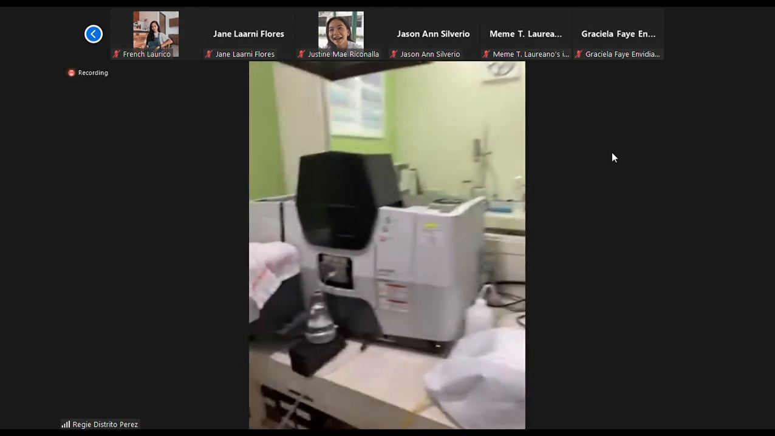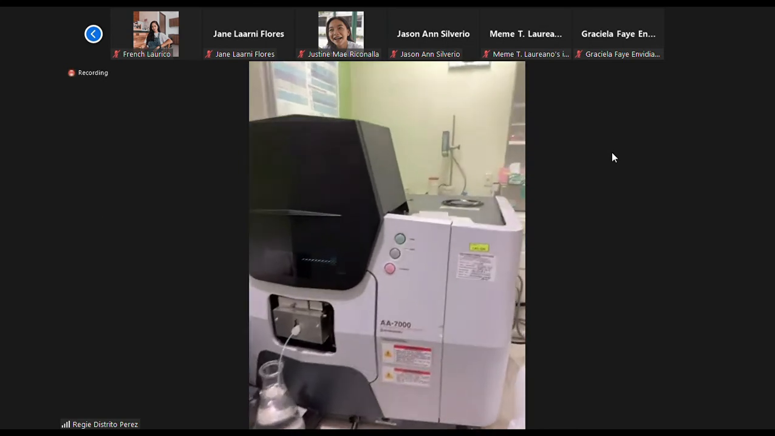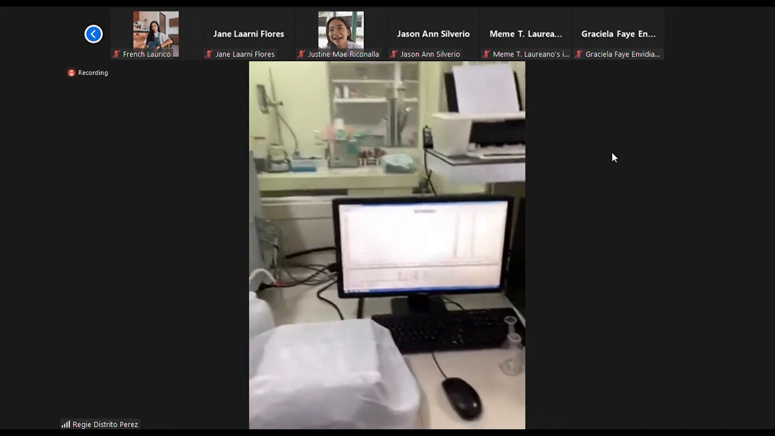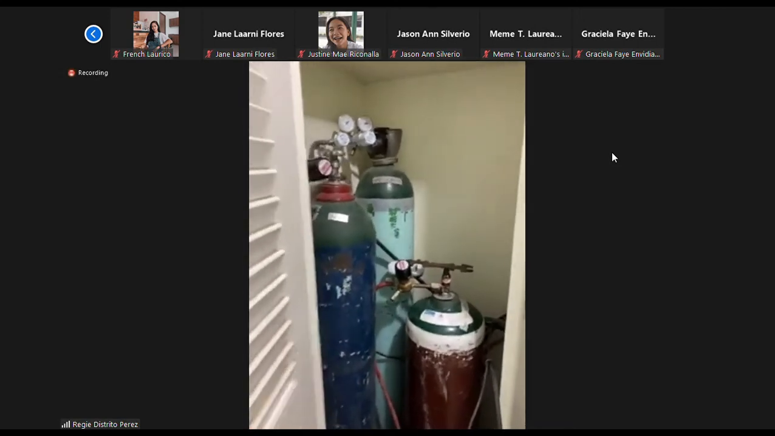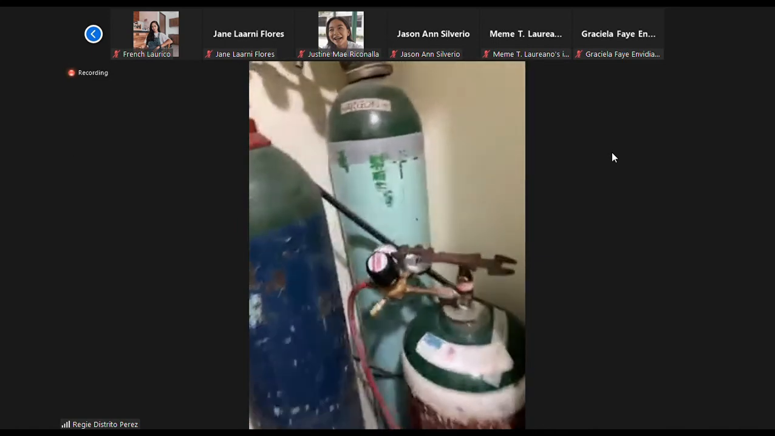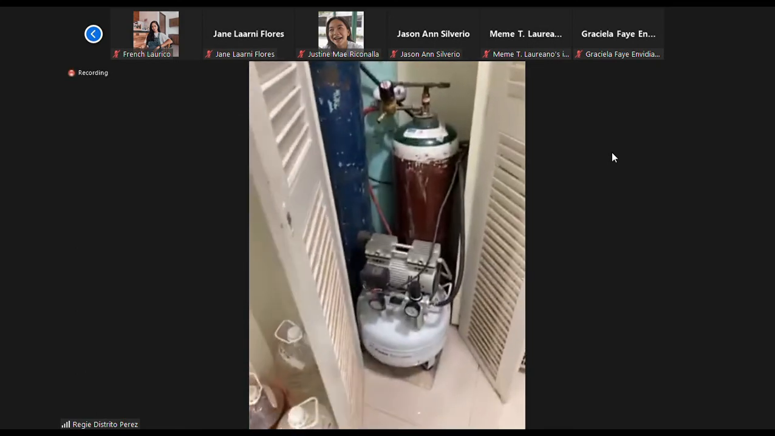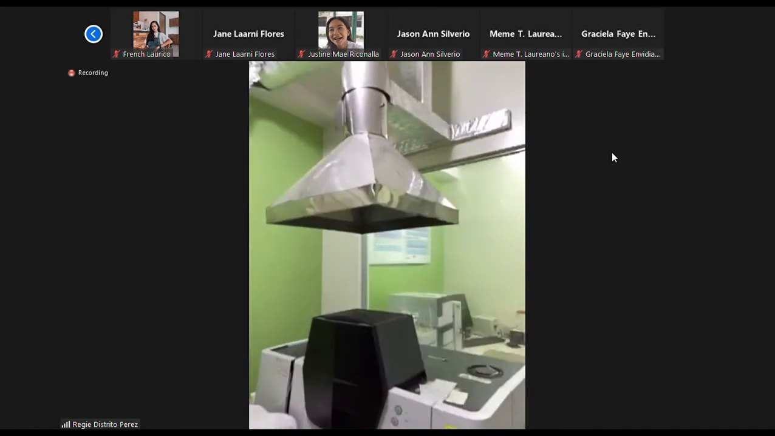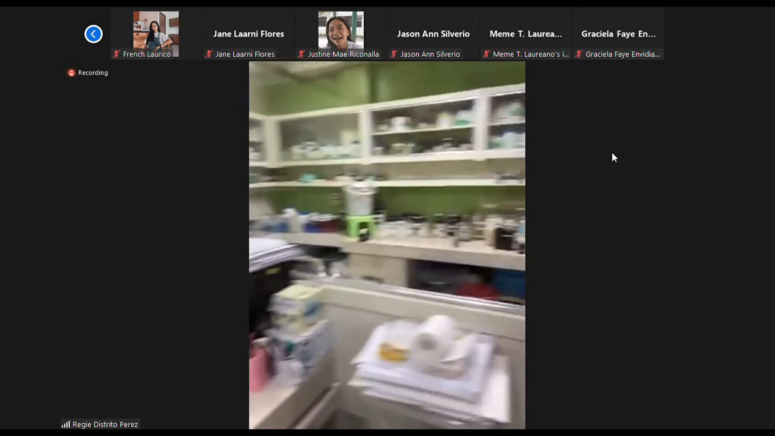You can see. The readings of Miss Anton don't appear here. And also, it uses three different gases: argon, acetylene, and N2O. And also, it should have an exhaust because AAS is using a flame. As you can see, that blue one or that red one, it's a flame.